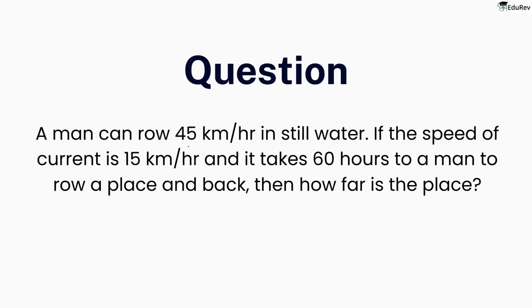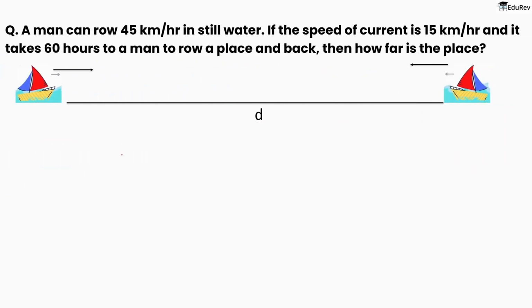Question. A man can row 45 km per hour in still water. If the speed of current is 15 km per hour and it takes 60 hours for the man to row to a place and back, then how far is the place? Let x be the speed of boat in still water, which is 45 km per hour, and y be the speed of stream, which is 15 km per hour.